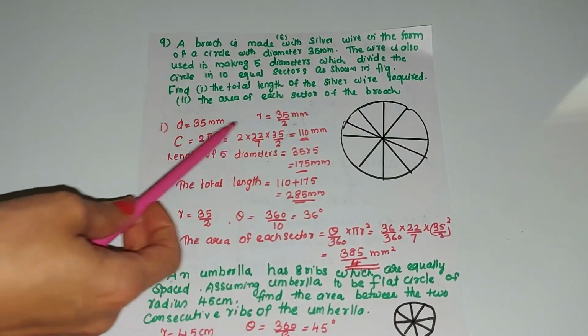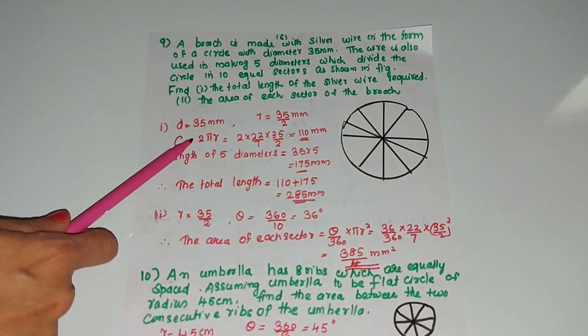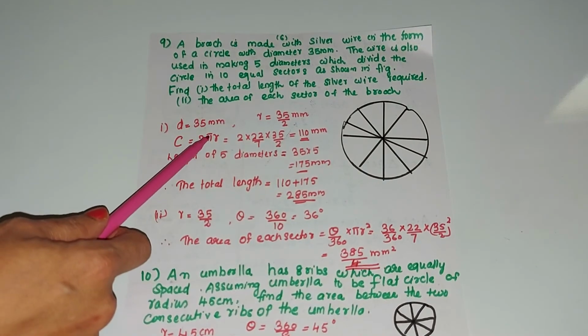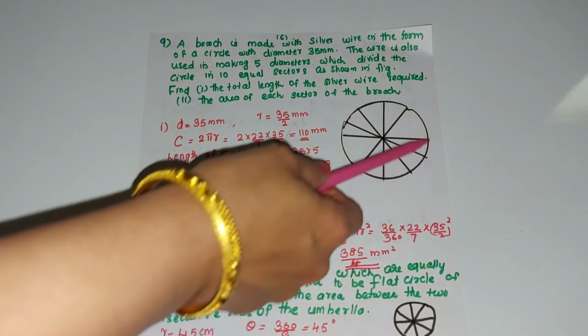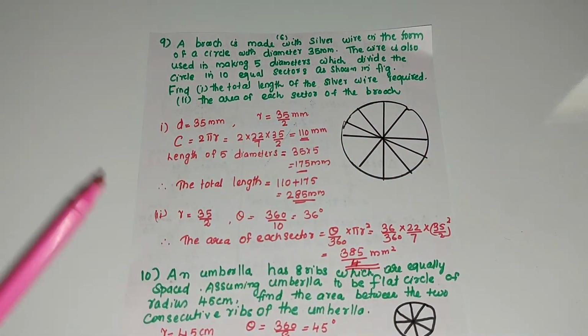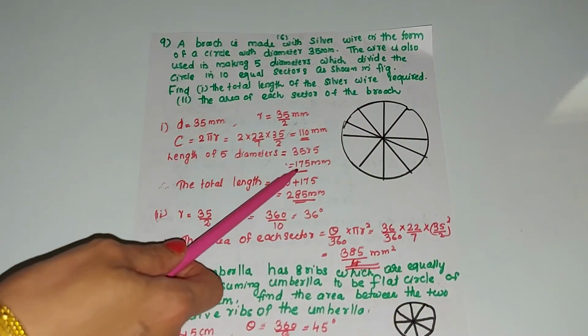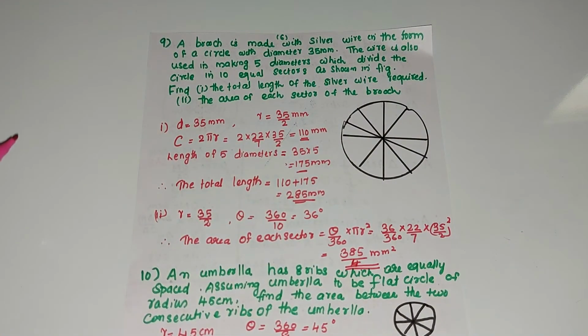So the diameter of the circle is 35 millimeter. So the radius equal to 35 by 2 millimeter. So circumference equal to 2 pi r equal to 2 into 22 by 7 into 35 by 2 equal to 110 millimeter. Now there are 5 diameters also. So 35 into 5, this is equal to 175 millimeter. So the total length of the wire used equal to 110 plus 175, 285 millimeter.